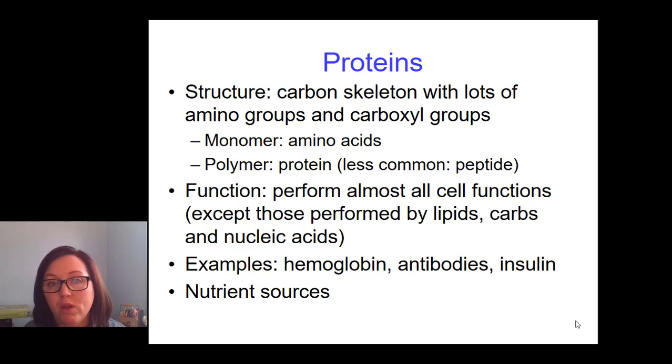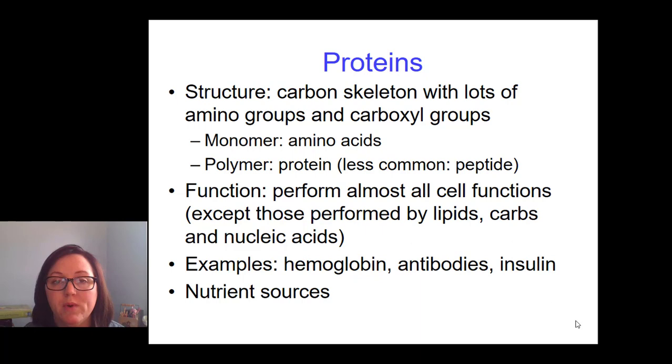In terms of functions, proteins do a lot of different things in our cells. Basically, they perform all of the functions of a cell that weren't being performed by the lipids, the carbohydrates, and the nucleic acids. Right? So they're going to do lots of things. They're highly involved with transport and movement. They can be involved with signaling. They're going to be involved with speeding up chemical reactions. Again, like I said, many different functions here.